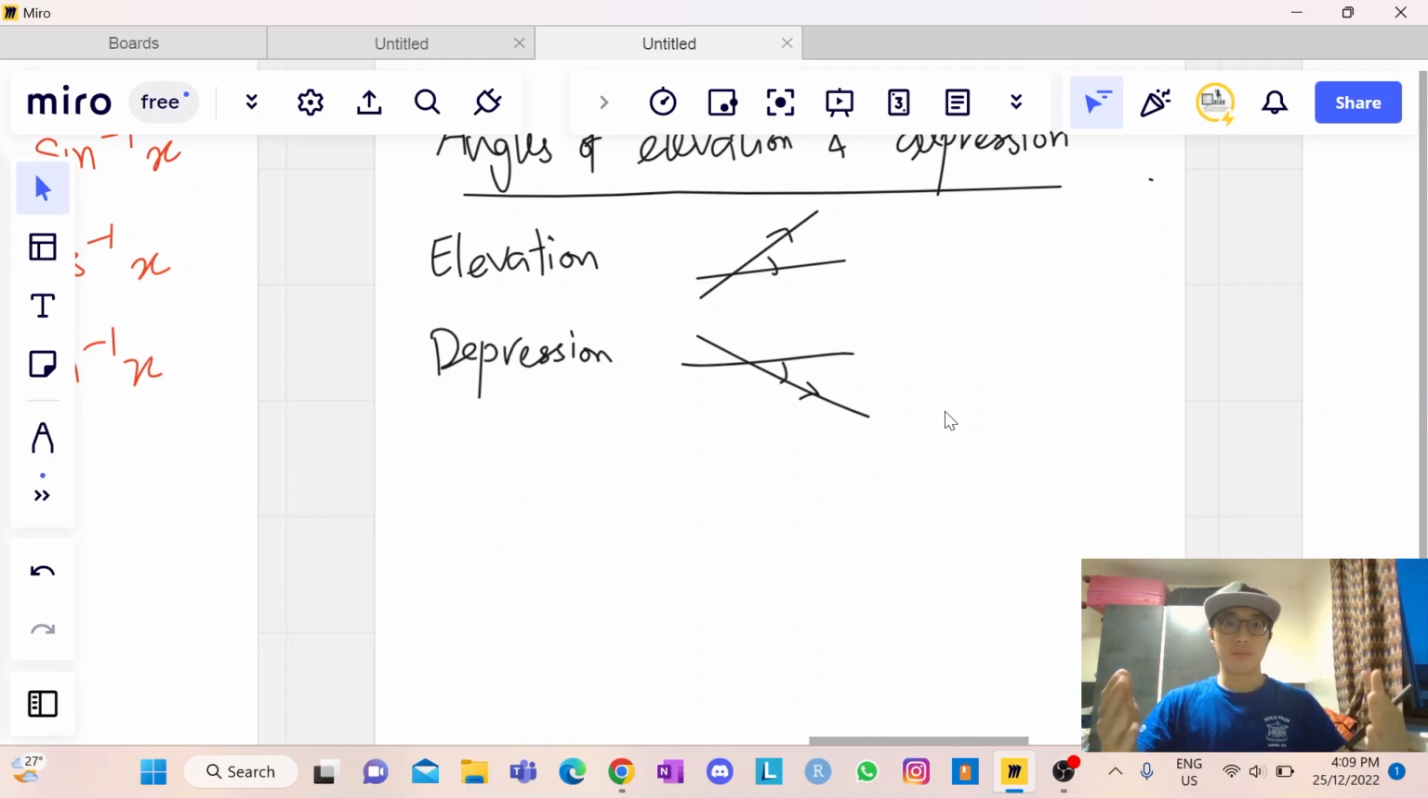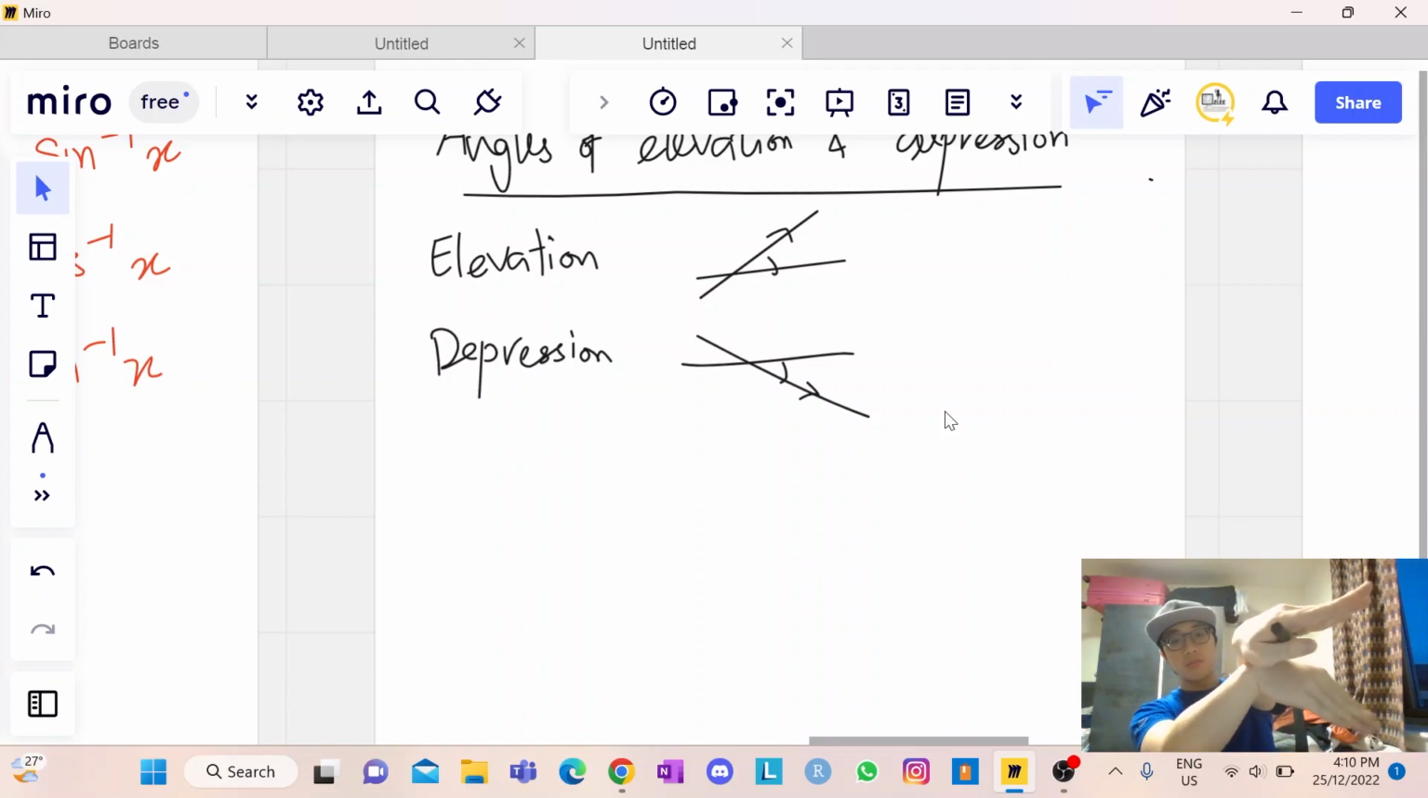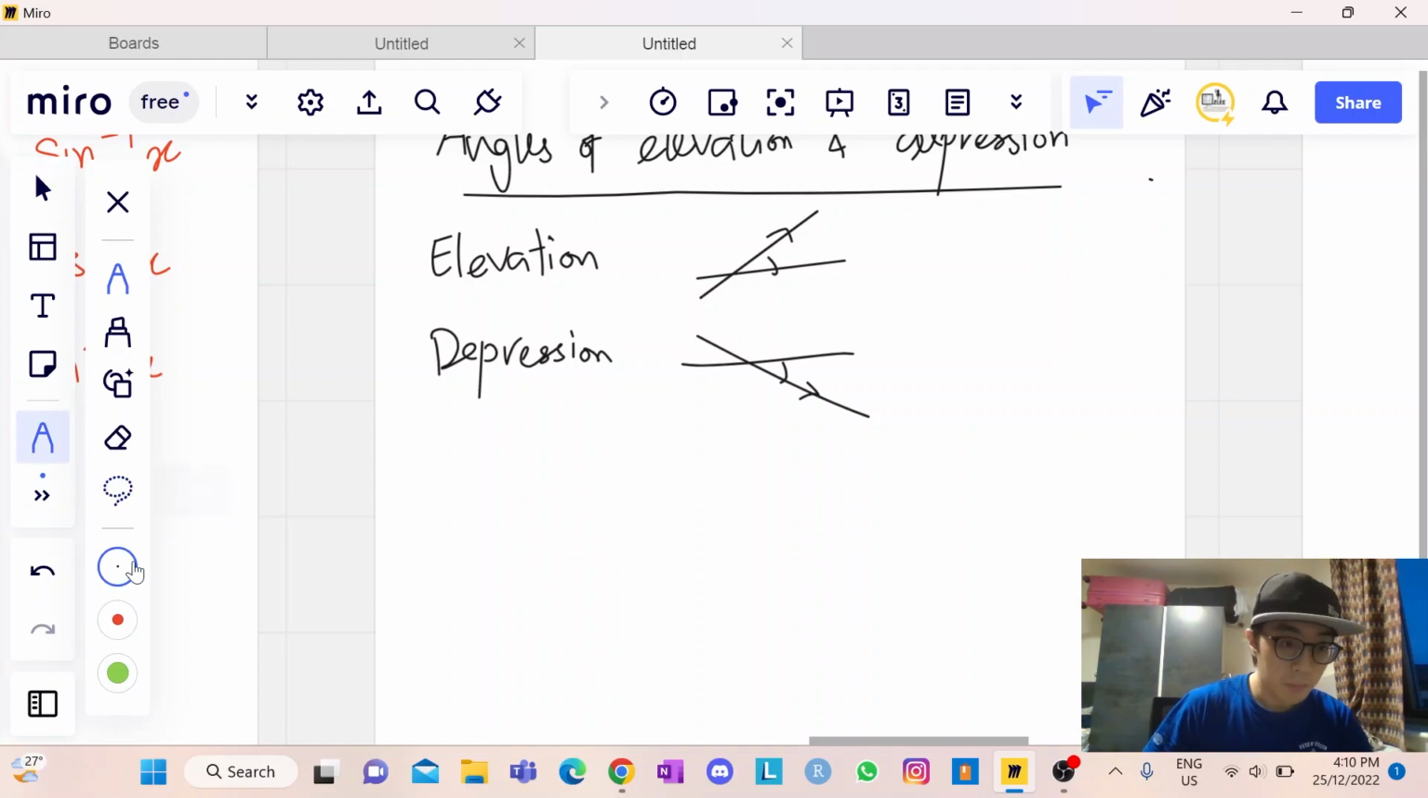And if you're on top of a mountain, if you look straight and your friend is standing right down there, you look downwards. So from your eye level until your friend, the angle in between will be the angle of depression. So I'm just going to give you an example.